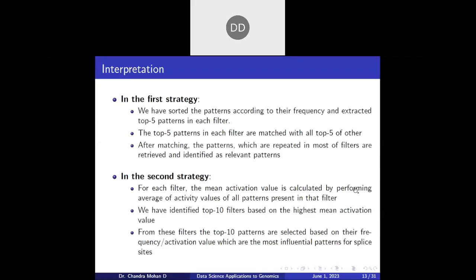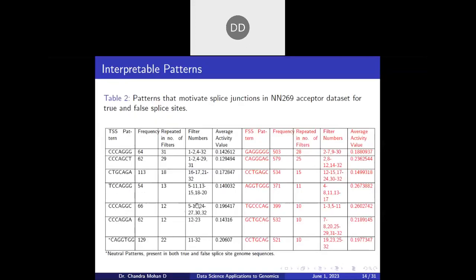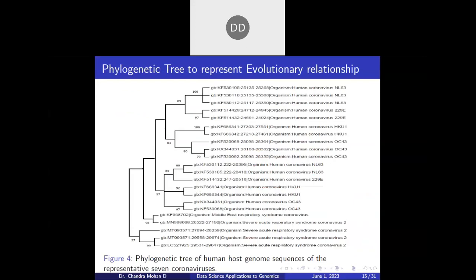There are other strategies to identify such patterns. If you observe this pattern, the highest frequency is 64, repeated in 31 filters. This pattern plays a crucial role, definitely, and so on. This is one type of problem. Based on that, we can classify the true and false splice sites, and we can do explainability, which patterns are working as features. So the next application is where we can use computational techniques.